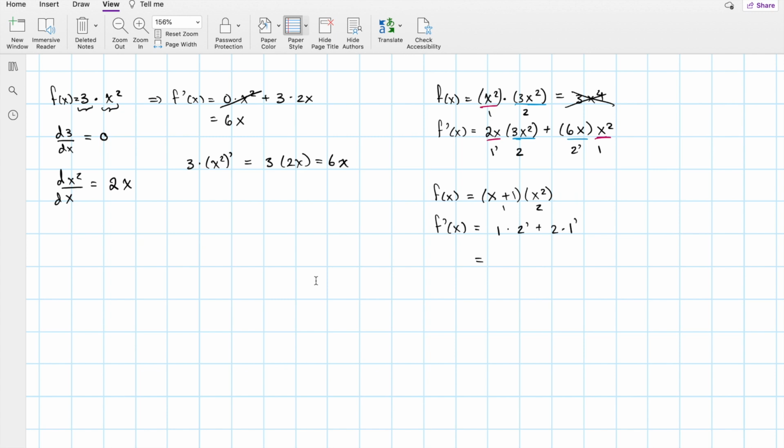We take number 1, x plus 1, times 2 prime, meaning the derivative of x squared, which we know is 2x, plus 2, which is x squared, times the derivative of 1. Now, the derivative of x plus 1, remember the derivative of x is just going to be 1, and the derivative of 0 is just 0, so it's plus 0. And now you would simplify, and that would be your final answer.